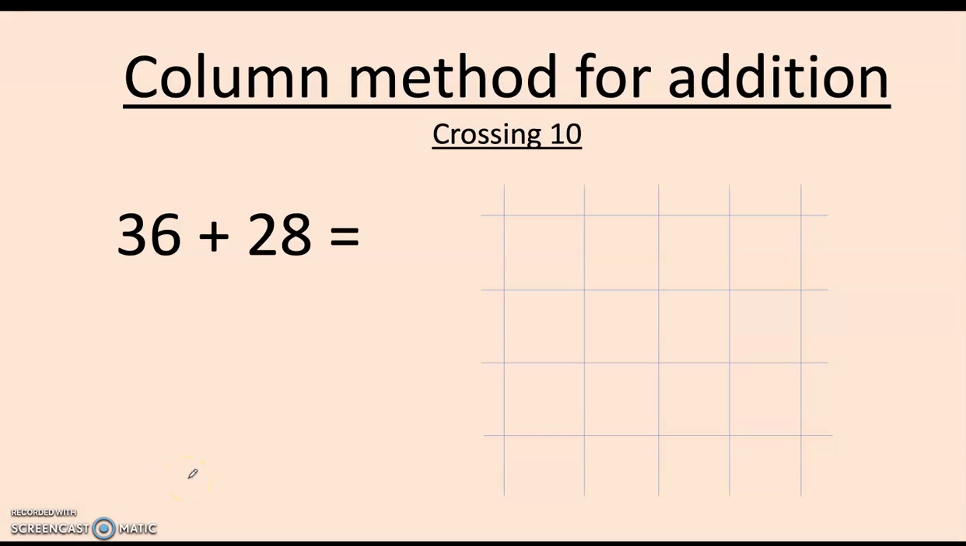Hi again, and this time we're going to have a look at the column method for addition, and this time we're going to be crossing the 10. So the same rules apply as last time. The first thing I always do is I look at my first number, in this case 36, from my number sentence of 36 plus 28. So I'm trying to find that answer there.